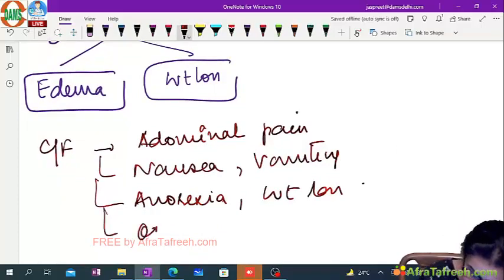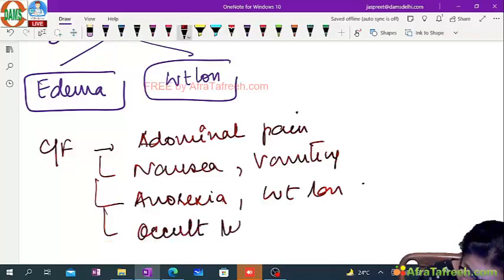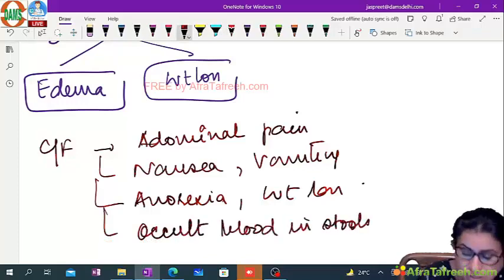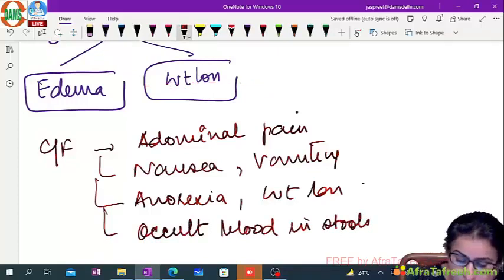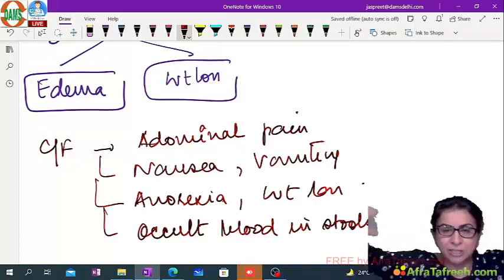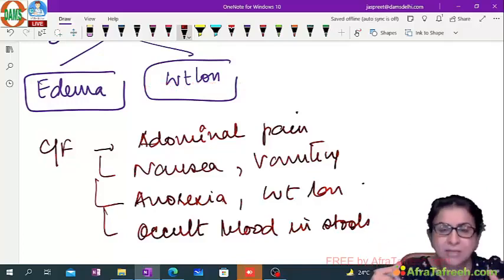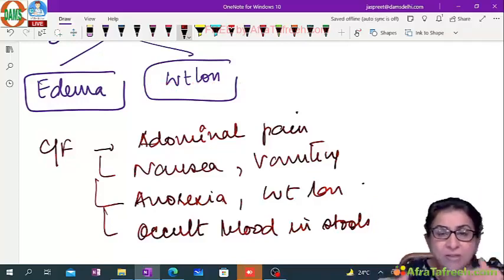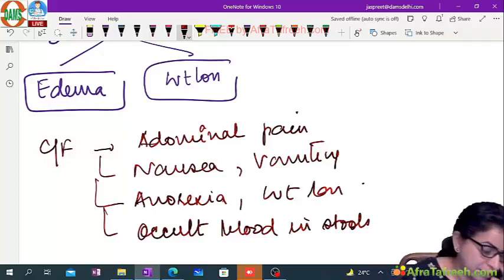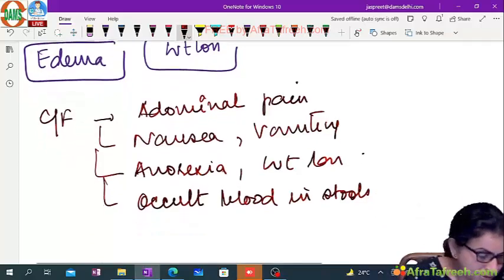So occult blood in stools, because they can develop erosions in the stomach, which can cause, yes, Adesh, absolutely, pressure atrophy. So the lining epithelium, the foveolar epithelial cells become so much that they cause, under the foveolar epithelial cells are gastric glands, so they cause pressure atrophy of the gastric glands. Okay, and occult blood in the stool.